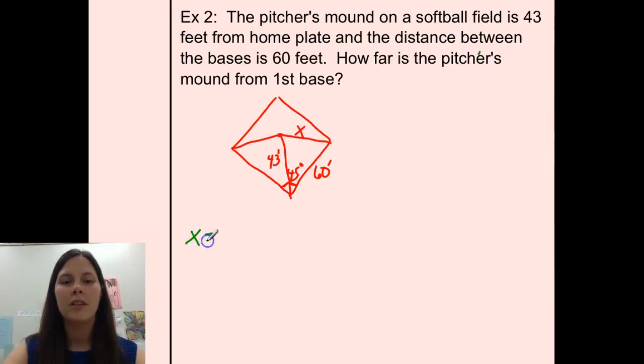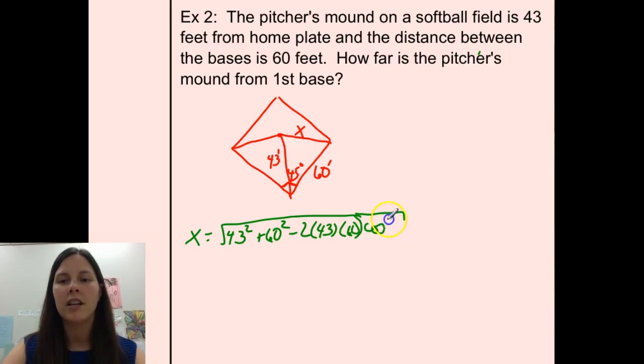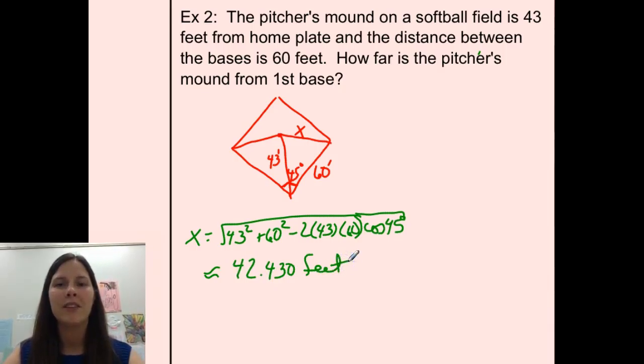X will equal the square root of 43 squared plus 60 squared minus 2 times 43 times 60 times the cosine of 45 degrees. Remember, you can punch all of that into your calculator at once. Just make sure you use parentheses around everything under the radical. And we get a distance of 42.430 feet. Remember to round to the nearest thousandths place, even if that is a 0.